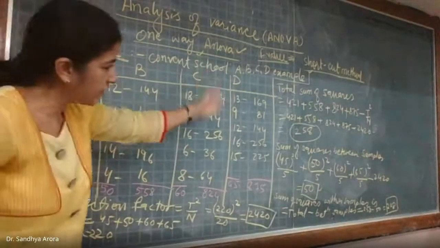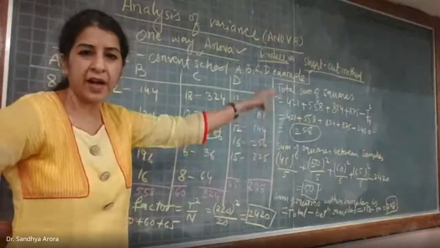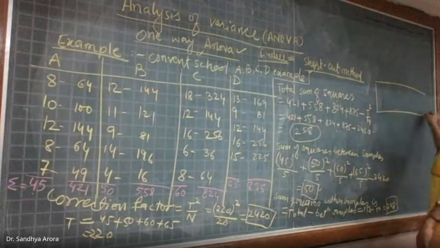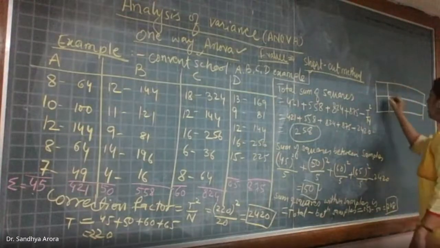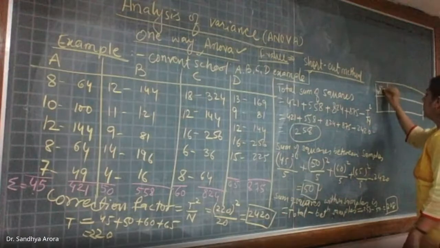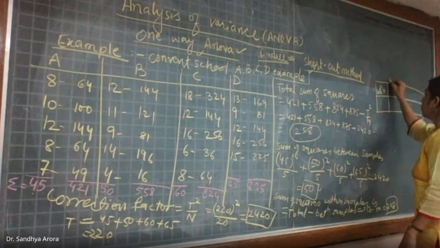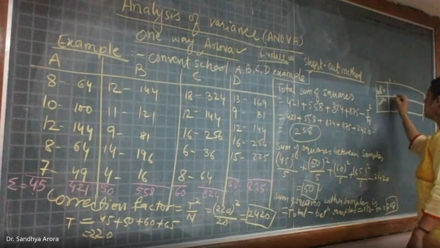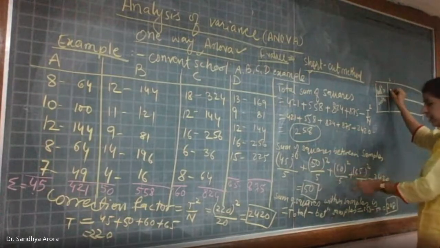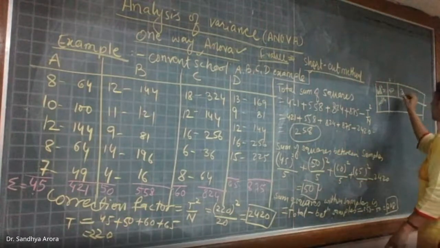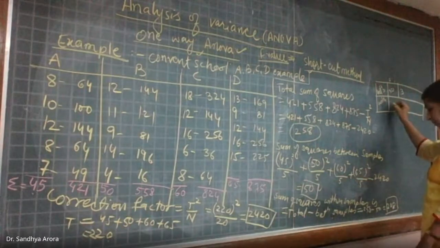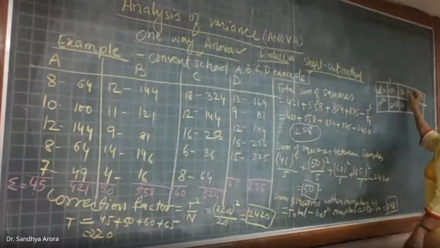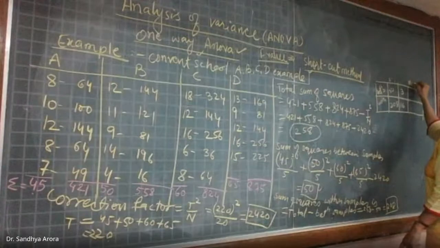Based on this calculation, you can always prepare an analysis of variance table, like the one we made earlier. Between sample sum of squares and within sample sum of squares. Between sample sum of squares is 50, degree of freedom is 3. Within sample sum of squares is 208, degree of freedom is 16. So you can calculate the mean sum of squares.